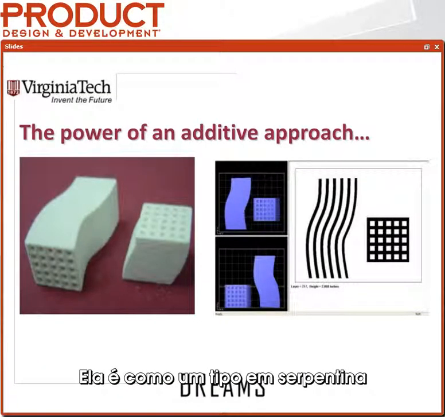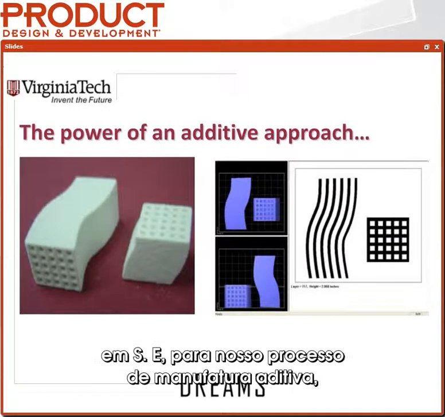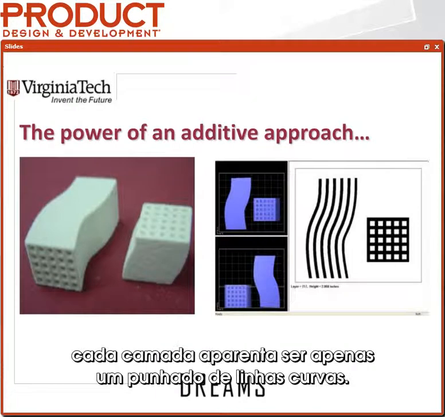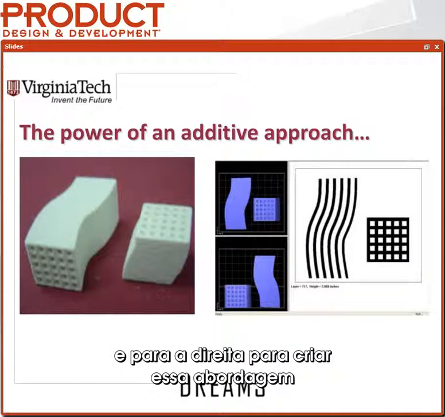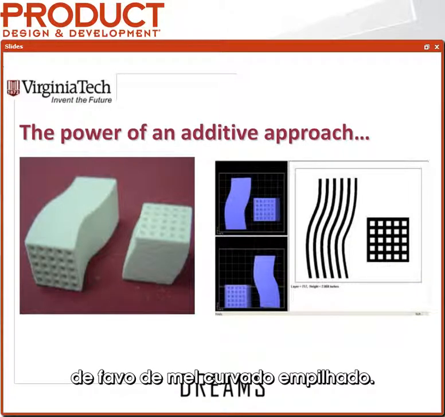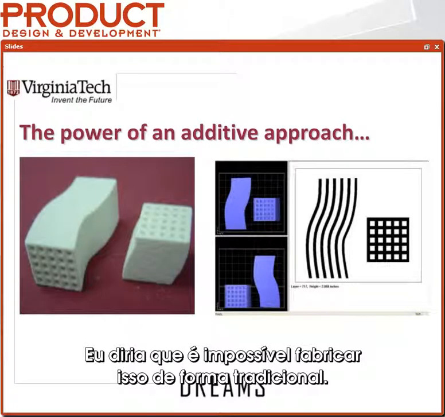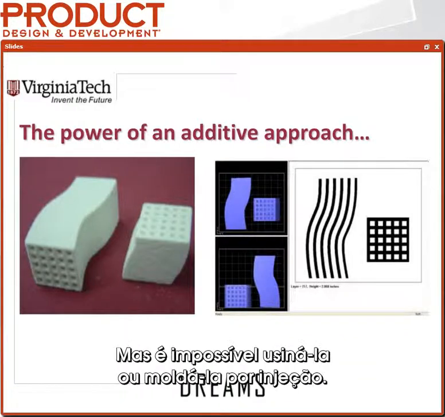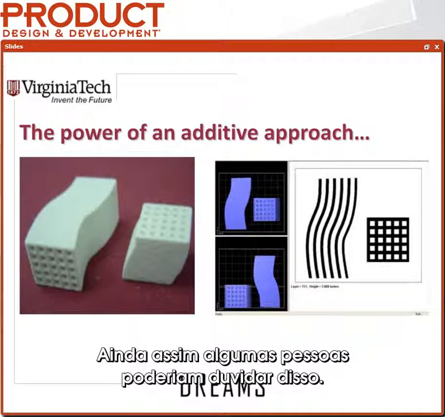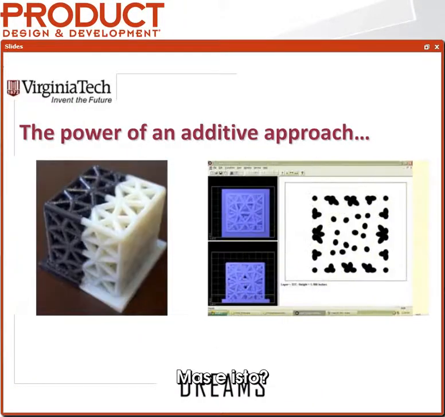Again, this is a serpentine kind of honeycomb shape that's swept like in an S. To our additive manufacturing process, each layer just looks like a bunch of curvy lines. If I fabricate it on its end, it's just a sort of grid that shifts left and right to make this stacked honeycomb swept approach. Now this, I would say, is impossible to manufacture traditionally. Maybe you can extrude it with a very careful pull, but there's no way to machine that or injection mold that.